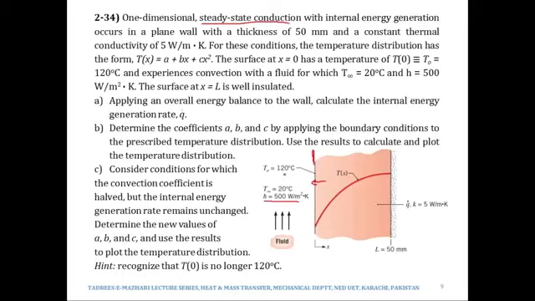How can we say that? Because h has been reduced to half. So when h is reduced to half, of course the energy that will be convected away, that will be taken away by the fluid now, will be less.